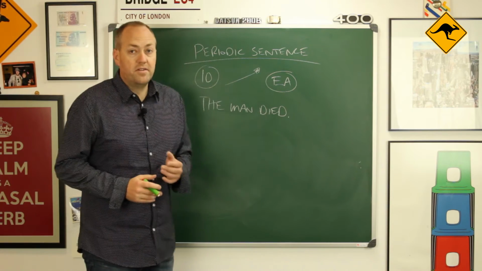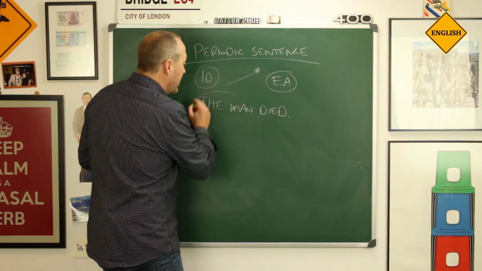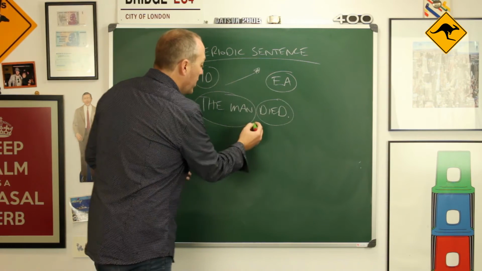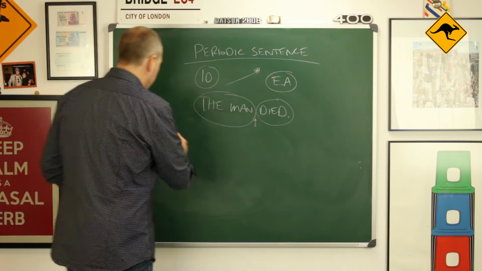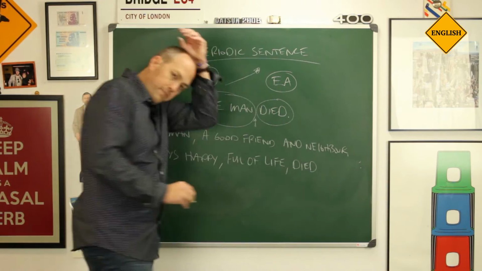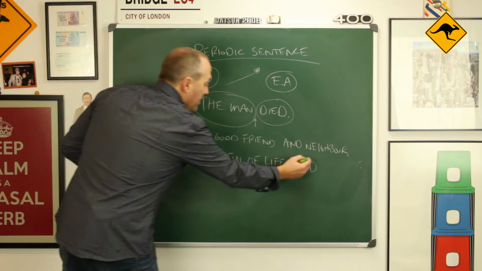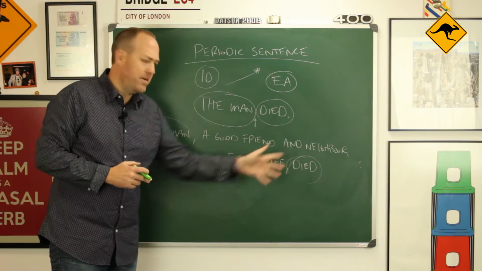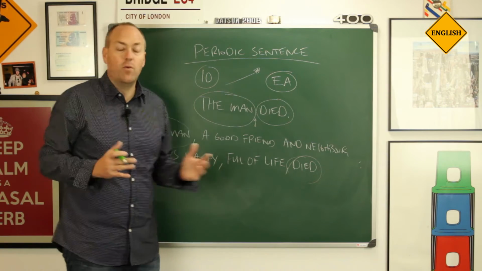So, very simple sentence. But what we can do using a periodic sentence is we can start this idea with the man, and before we say the man died, we're going to put in lots of extra information about the man. For example, this. So here we have the first part of the idea and then the second part. And in the middle we've got this. So the man, a good friend and neighbor, always happy, full of life, died. So it's a very dramatic way to use a sentence.